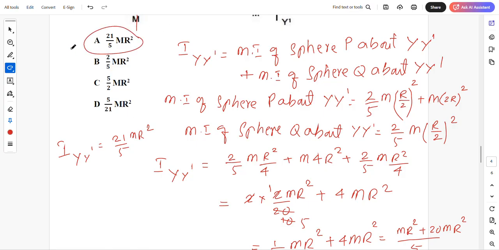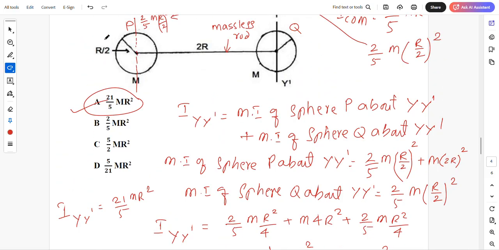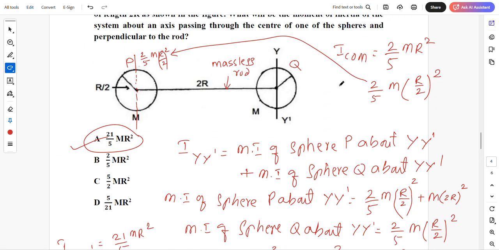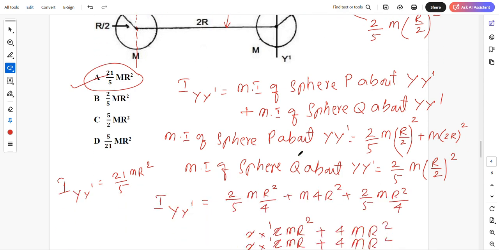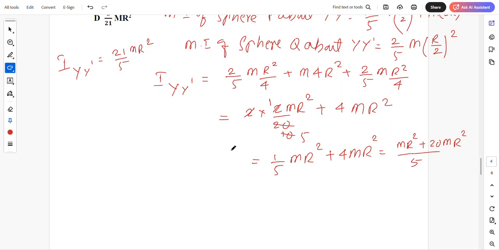Hope you understood this. Okay, you have to be careful here. This is in general 2 by 5 m r square, but here r is what? R by 2 the whole square. Okay, you have to be careful. And here, while calculating the moment of inertia of sphere P about y dash, you have to add up this one, m into the perpendicular distance between this axis and this axis, that is 2r. I hope you understood this one.